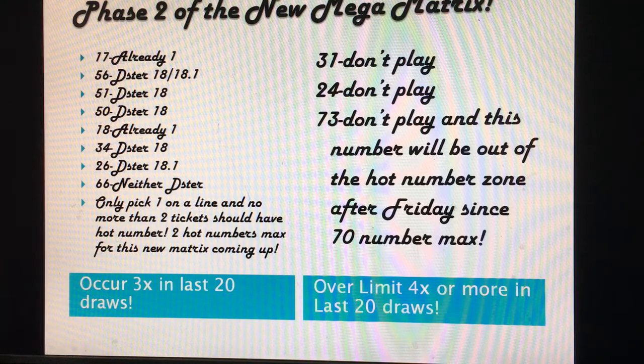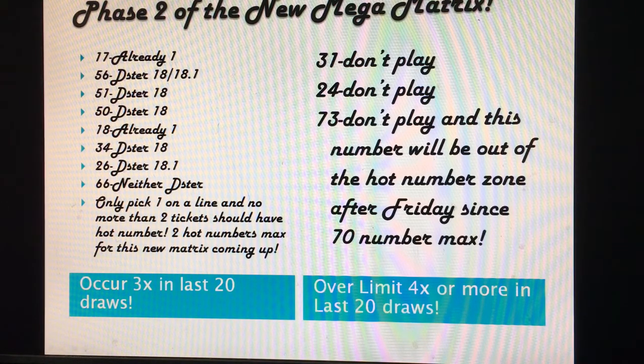So 17 and 18 are already one hot number because you're using the 10 to 19 matrix. So because I'm using that matrix, I wouldn't play any more hot numbers because I already have 2 max. If you're not using the 10 to 19 matrix and using, let's say, the 01 through 09 matrix and 70, then you can pick up to 2 of these.